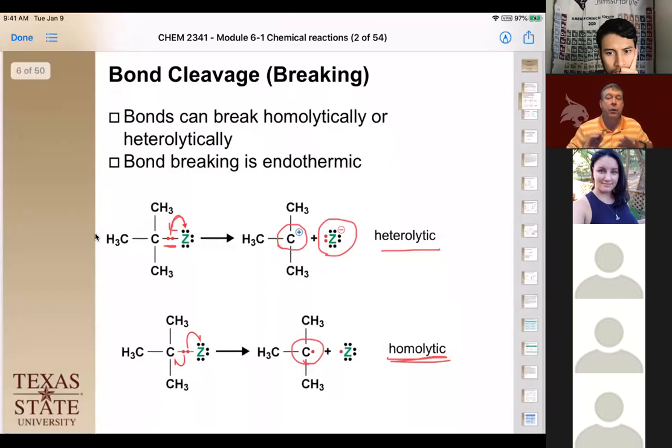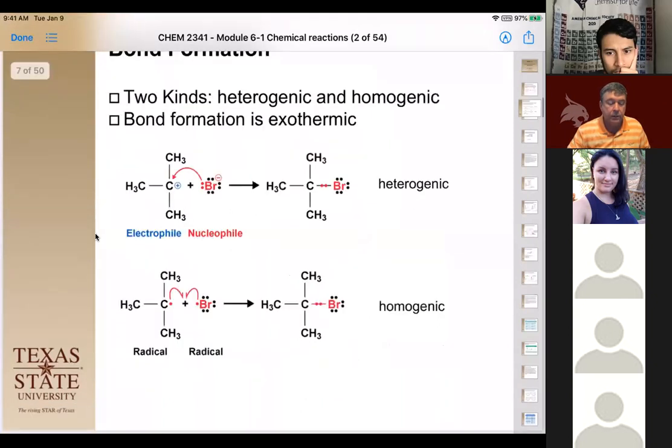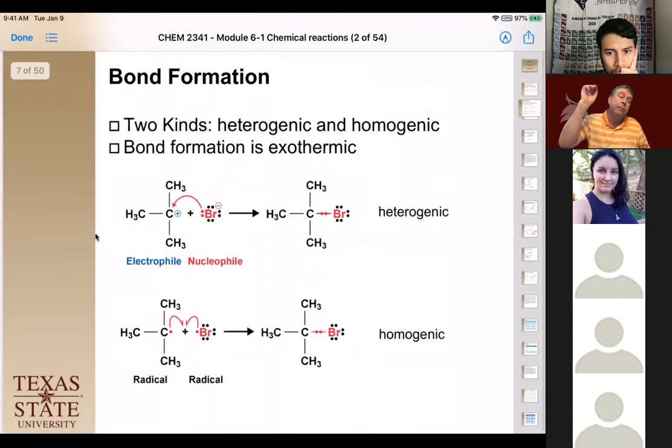And we'll talk a little bit more about endothermic and exothermic in a little bit. Okay, so then if bond breaking was one type of reaction we're going to see, that means bond formation is another thing we're going to see. And then in bond formation, we have, again, the same two kinds. We have the one where both electrons that make the new sigma bond come from one of the two species. And so you typically see this in a reaction with an electrophile and a nucleophile.